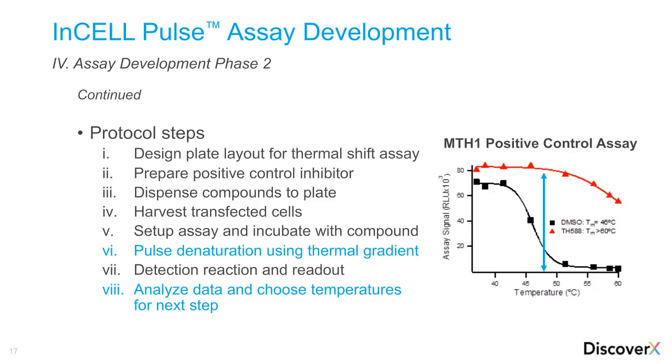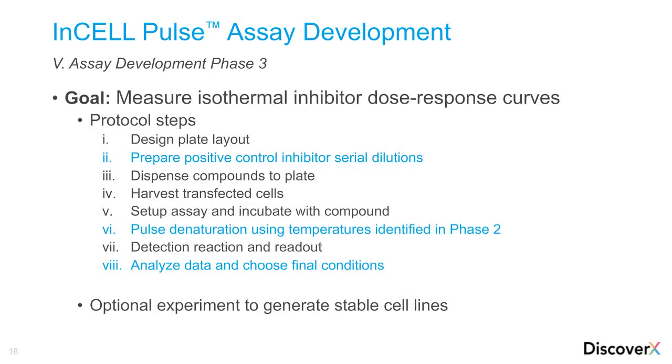So in this graph, you see that we looked at the control vector that was created. So MTH1 is bound to the ProLabel, this hydrolase. We ran the experiment in parallel with the one for our target of interest. The black curve is the DMSO negative control, showing the target denaturation has occurred, and then the red one is using a known potent positive control inhibitor. And this is the TH588, and the TM shift definitely is to the right, and it shows very good separation between the signal and the background. All right, so the goal again is to choose the temperatures for the next step.